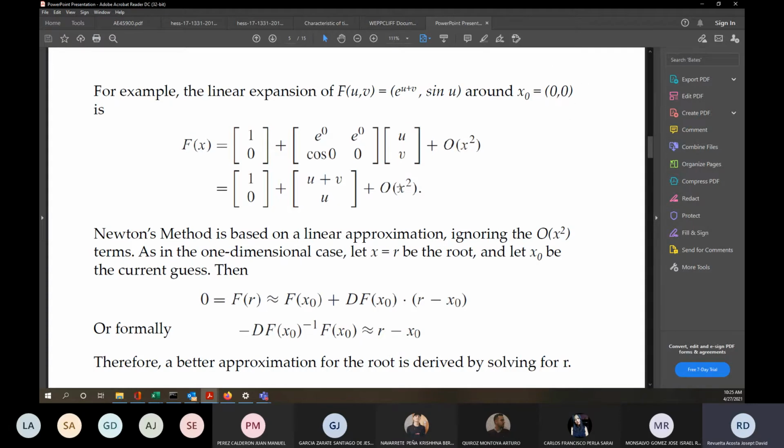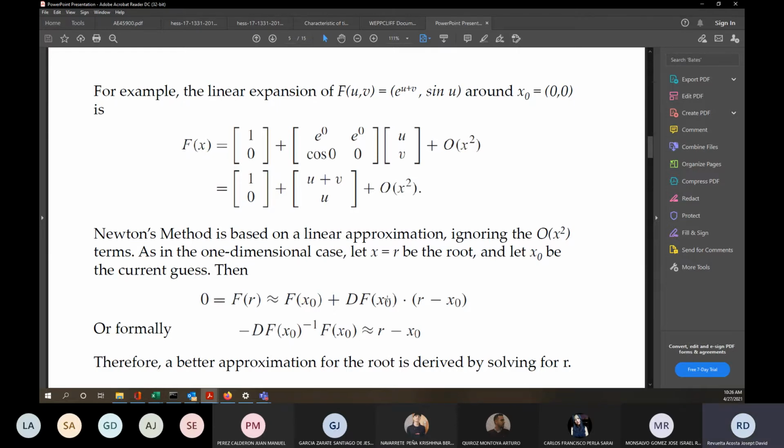Then if we ignore this one, we get that f at the root, which is equal to zero, is approximately equal to the function evaluated at the initial values plus the Jacobian times r minus x zero, where r is the current root and x zero is the initial value. Okay, so that is what we have to do. In general, we just want to solve this numerically. So we just have to take this to this side.